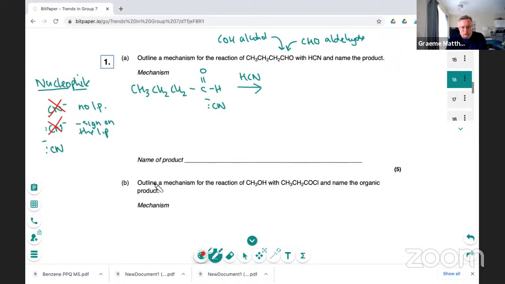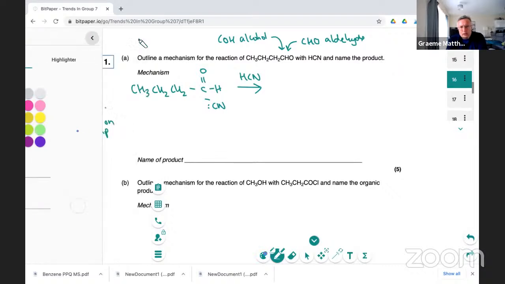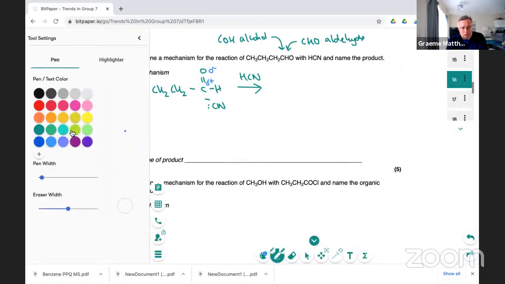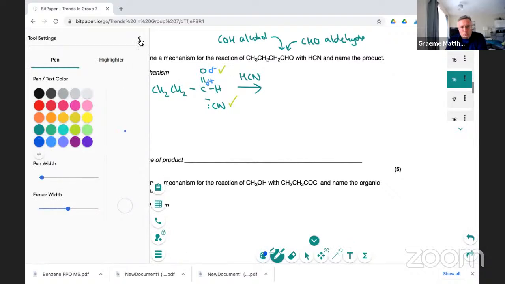So let me switch over to Air Force Blue. Here we are. Delta plus and delta minus. This color from our good friends at BitPaper looks to me like Kermit the Frog green, so I call it Kermit the Frog green. So look, 1 point for the correct way of drawing the nucleophile, the other point for the correct way of putting in the delta plus and delta minus, and then this is royal blue.